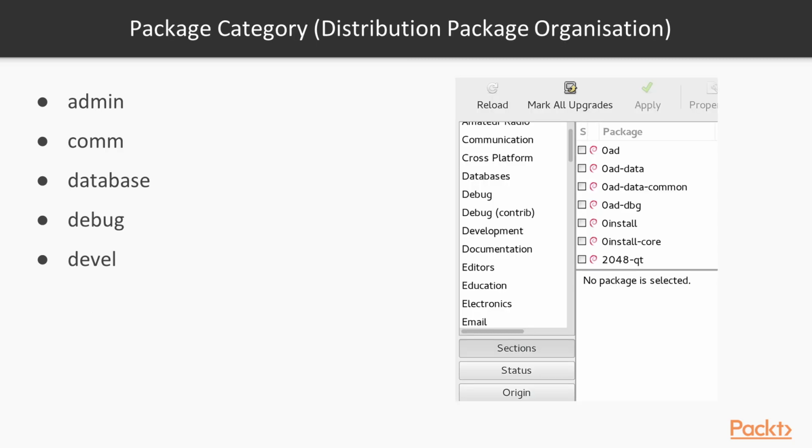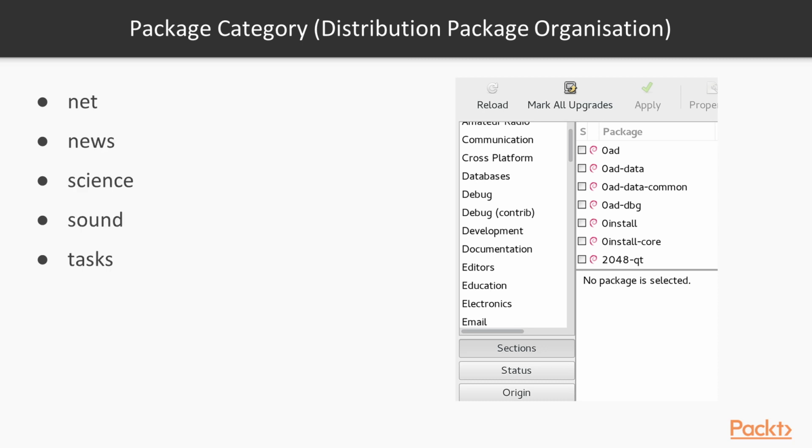Apart from application categories, Debian packages may also declare a package category. The list of supported package categories is much larger than the list of application categories, so I'm only listing some of the main ones in this slide. You can check the most up-to-date exhaustive list of package categories by visiting the link at the top of this slide. So how do package categories differ from application categories?